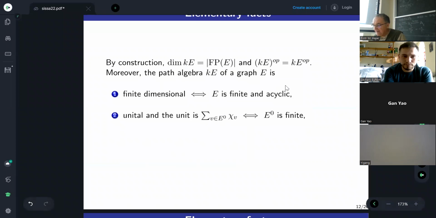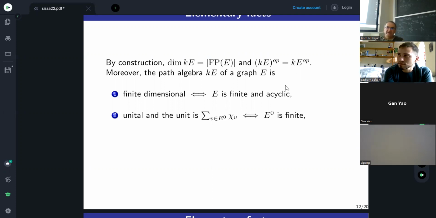Next. Aha, when is it unital? And that's a beautiful exercise. It works exactly the same way for path algebras, for Leavitt path algebras, and for graph C*-algebras. So please allow me to prove it to you on Thursday for graph C*-algebras. The proofs are identical. Okay. So the path algebra is unital, and its unit is the sum of all chi's labeled by all length 0 paths, if and only if E0 is finite.